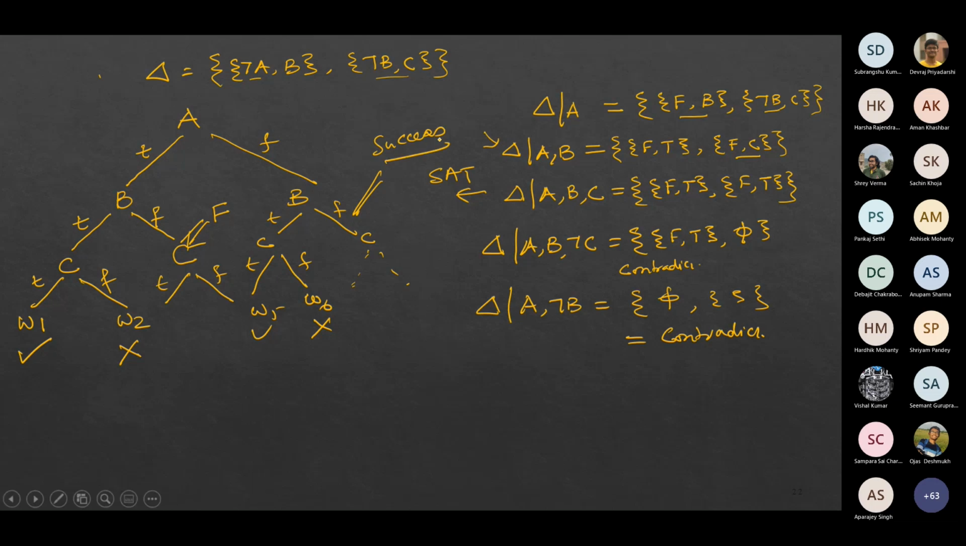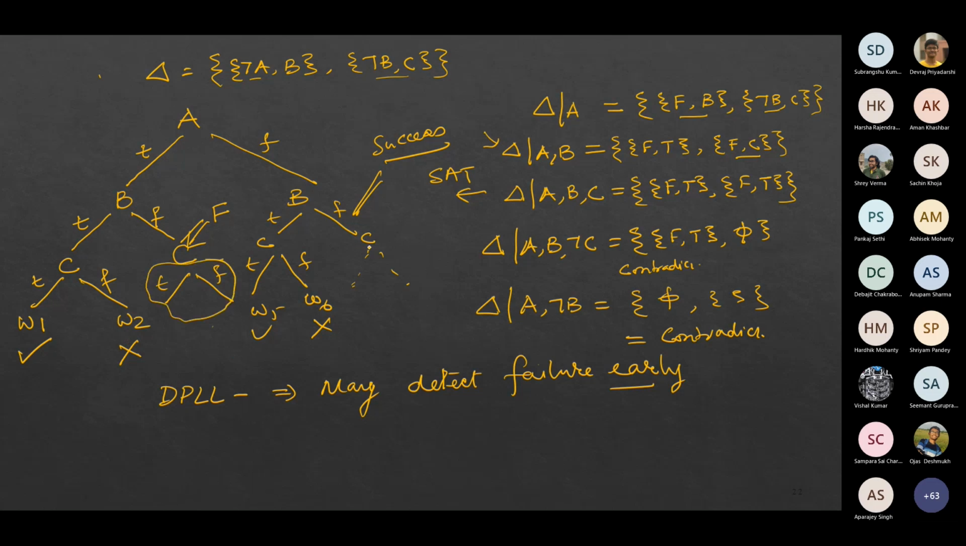So what is the point that I'm trying to make here? That DPLL minus may detect failure early. If we had taken a very naive DFS, we would have to reach this leaf node and then check whether it is success or failure. But DPLL does a bit better and can prune some part of the search tree, either to detect failure early or to detect success early, right?